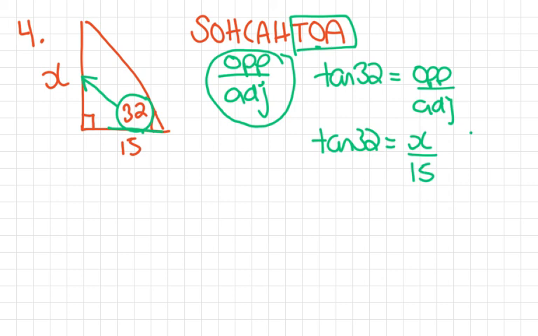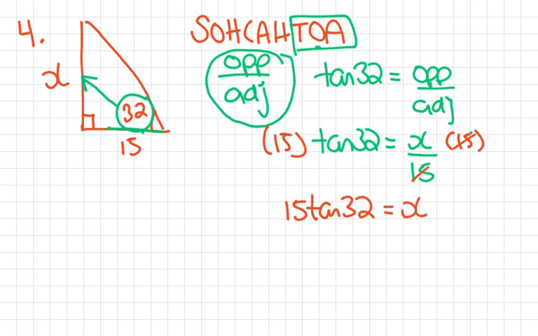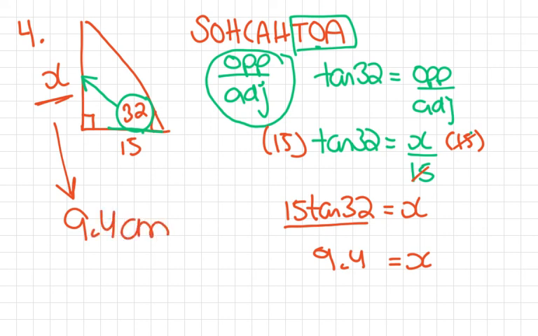Now I need to solve for x, so that means I need to get x by itself. In order to get rid of this 15, I'll multiply both sides by 15. These two 15s cancel out. Now I have 15 tan 32 equals x. You can type this whole thing into your calculator, 15 tan 32, and you will get a number which should be 9.4. And that is how long side length x is. So the missing side length is 9.4 centimeters.